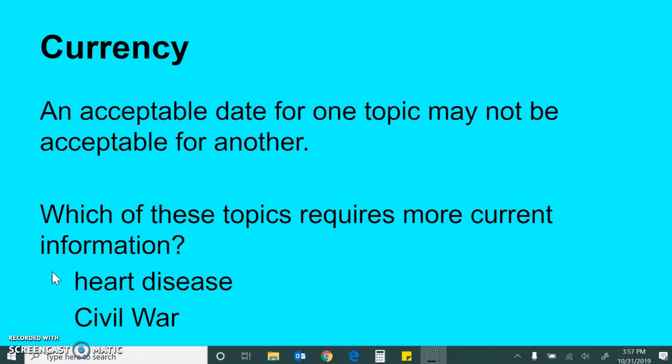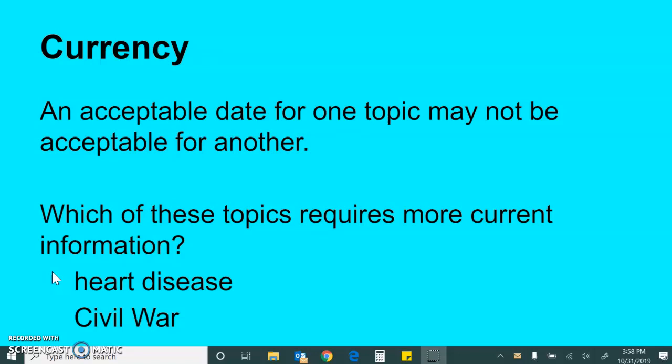So we need to keep in mind when thinking of currency that an acceptable date for one topic may not be acceptable for another. So look at this example. Which of these topics requires more current information, heart disease or the Civil War? Heart disease would, because research and science keeps advancing.